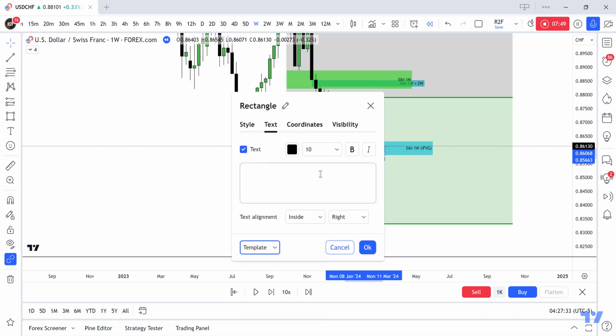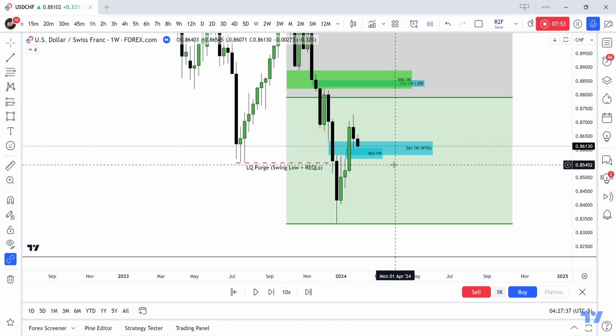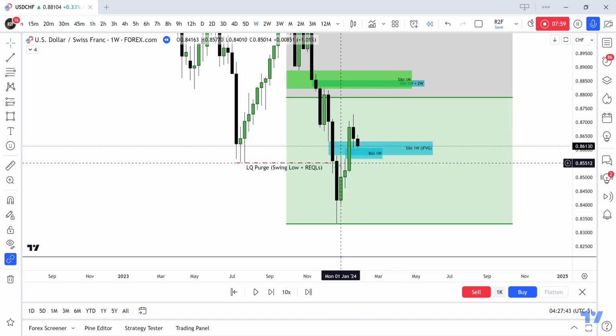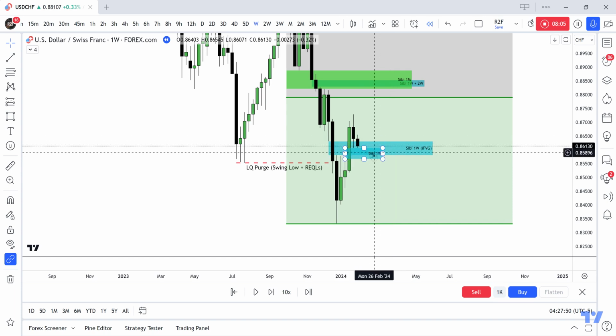My weekly gaps are in blue, my monthly gaps are in green. That's how I differentiate them. What I like about this is that we have some overlapping gaps, overlapping confluence, along with these highs over here, which signify somewhat of a breaker. All right, so let's go down to the daily.